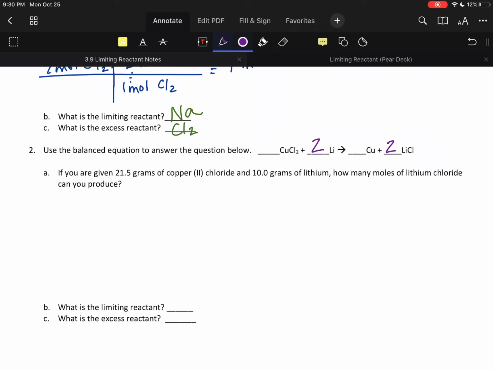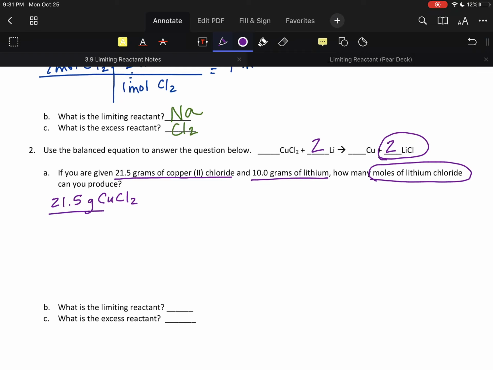So now let's look at the question. It says I'm given 21.5 grams copper 2 chloride, 10 grams of lithium, and I'm looking for moles of lithium chloride. Okay, so again, I'm going to kind of circle what I'm looking for. So I'm just going to start. Okay, I have grams copper chloride.